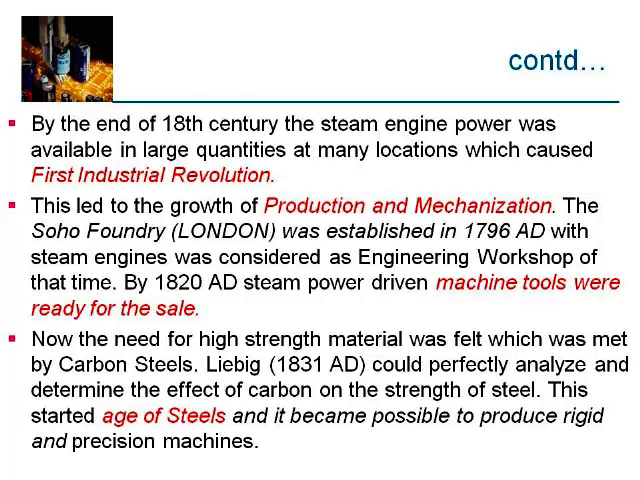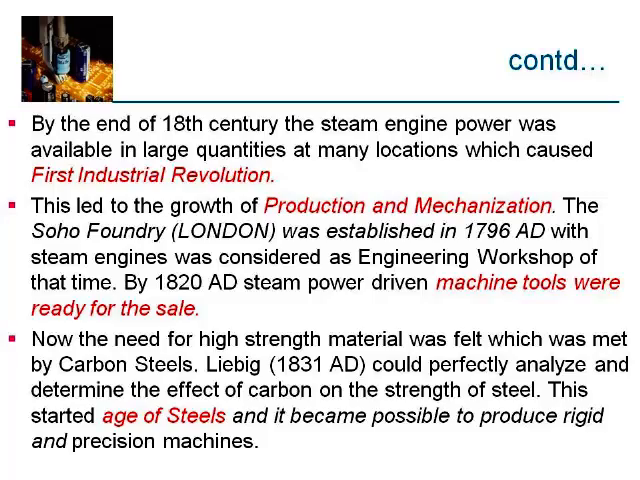Now the need for high strength materials was felt, which was met by carbon steels. Liebig, in 1831 AD, could perfectly analyze and determine the effect of carbon on the strength of steel. This started the age of steels, and it became possible to produce rigid and precision machines.